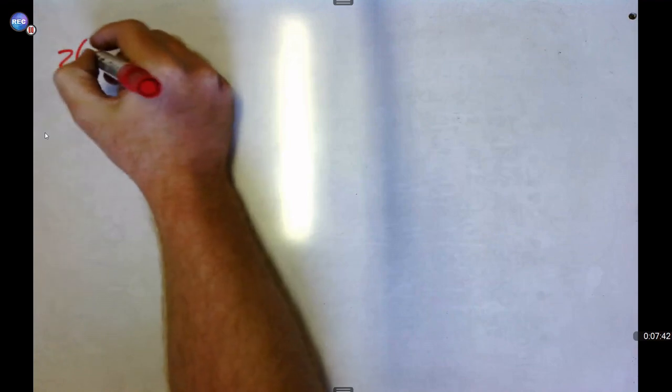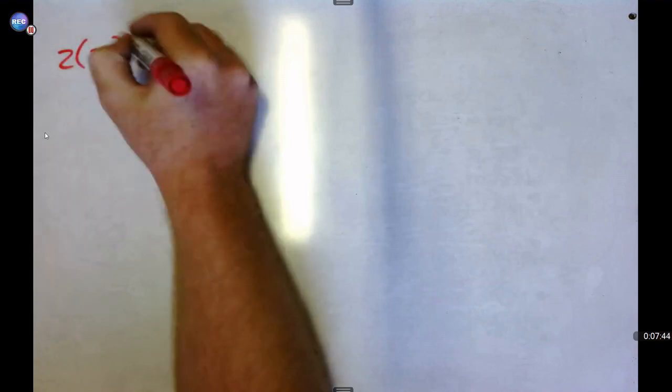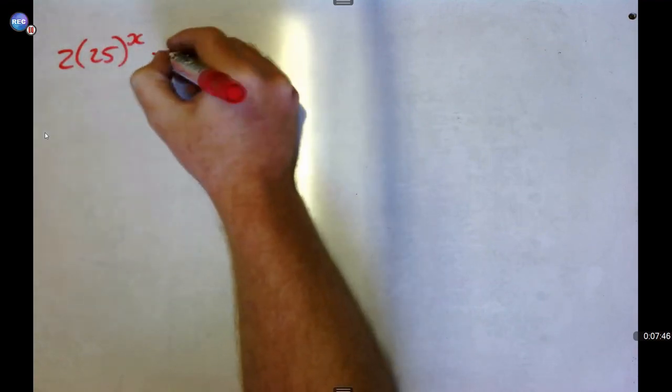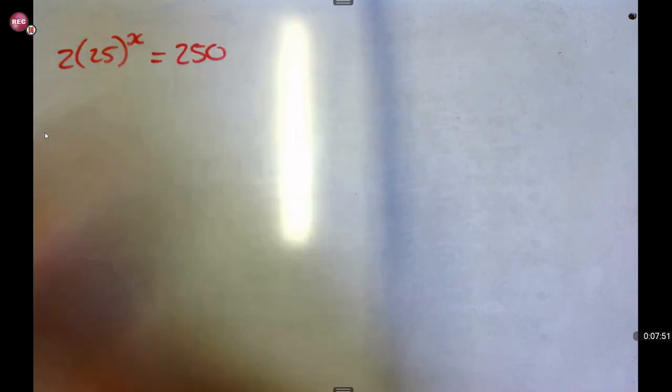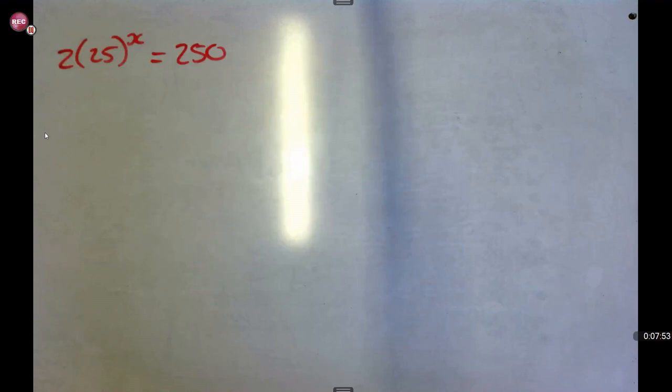So our next question looks like this. Remember, it gets a bit more complicated now, and your exponential rules and laws are going to be tested, and the knowledge that you actually obtained in grade 9. With this, we've got 2, open bracket, 25, close bracket, to the power of x is equal to 250.